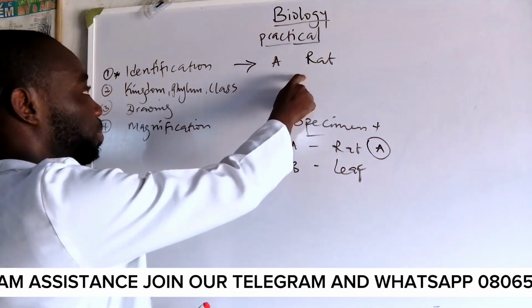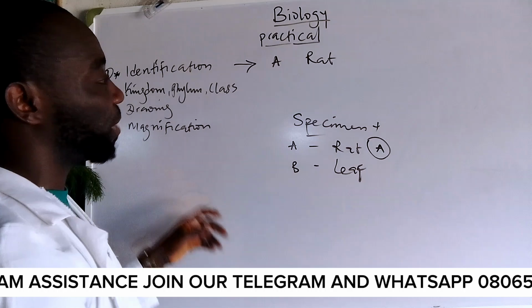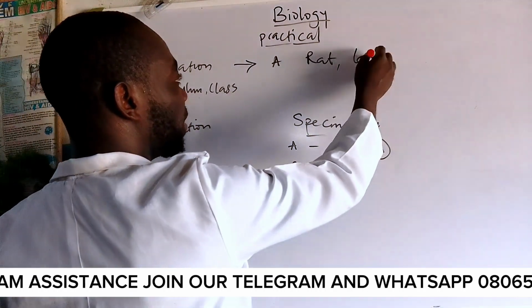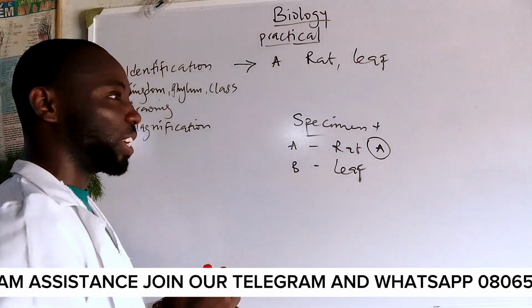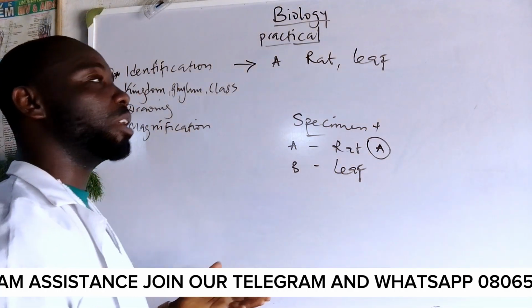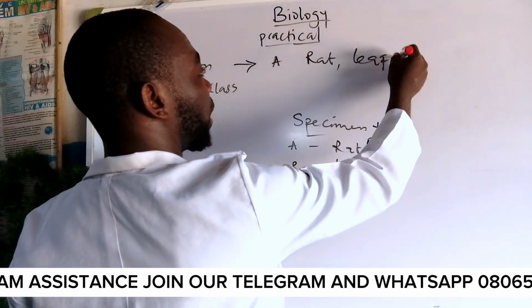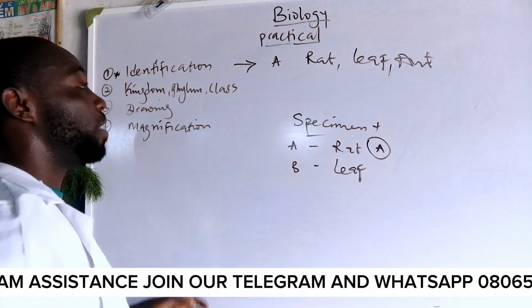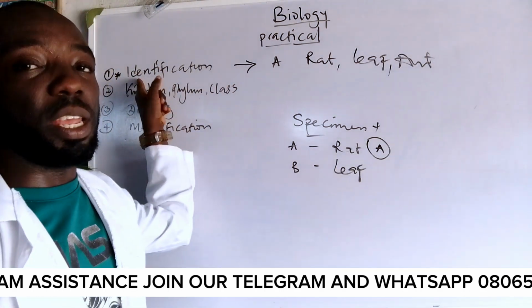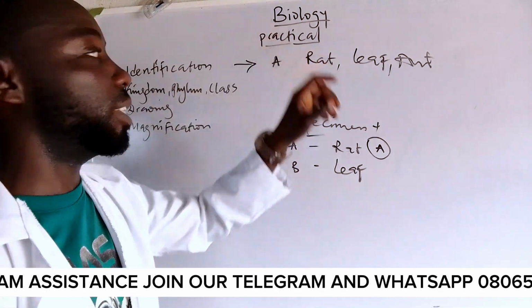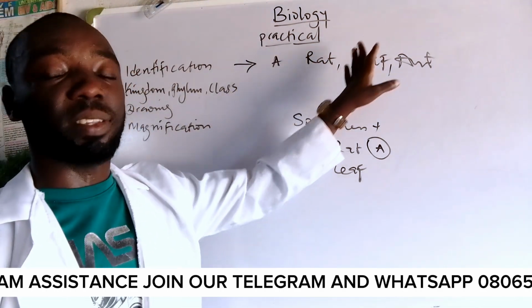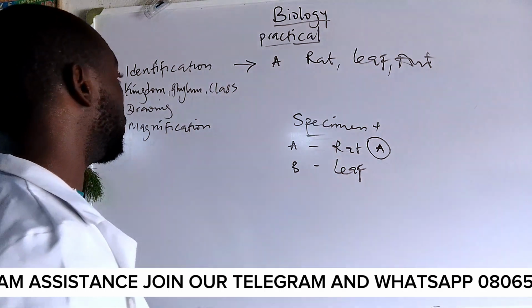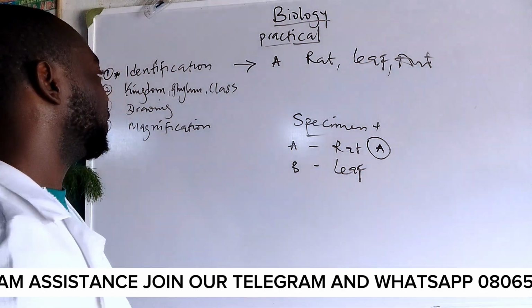That is for specimen A. You may be asked to identify specimen B. You just come there and write specimen B as leaf. You may be asked to identify specimen C. For example, your specimen C may be an ant. You can just come here and write ant, and so on and so forth. So whenever you are asked to identify in a biology practical, have it in mind that you are asked to write the name of that particular organism which has been provided by your teacher.